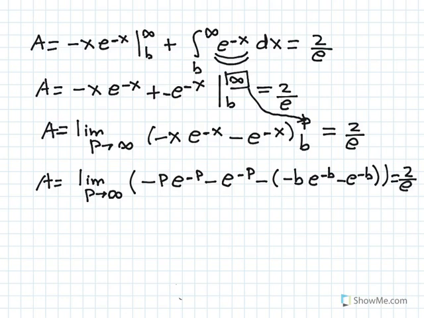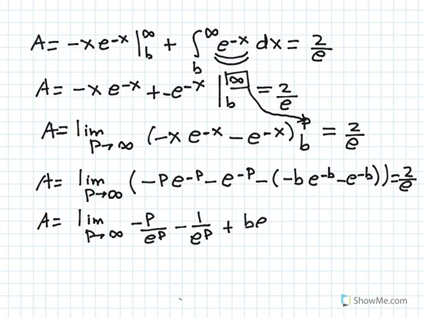All right, so now let's distribute this, and we get area is equal to, distribute the limit, that is, the limit as p goes to infinity of minus p divided by e to the p, minus 1 over e to the p. Notice we wrote it as a fraction, and you will see why. Plus b e to the minus b, plus, distribute the minus sign, minus is plus, plus e to the minus b. This result is equal to 2 over e. And the limit is applied to this expression that involves p.